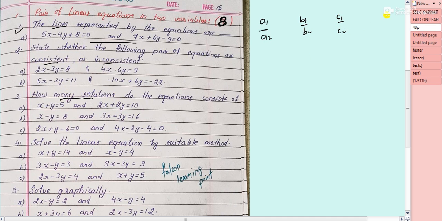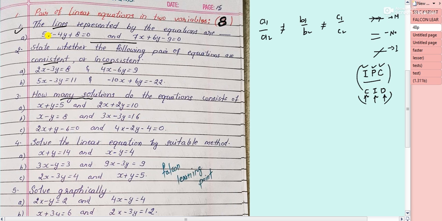If all of them are equal, it is a coincident line. If only the first two are equal, it is parallel, and if the first two are not equal, then it is intersecting. For intersecting you have one solution, for parallel no solution, and for coincident many solutions. You can remember this trick: IPC CID below that. Intersecting, parallel, coincident; consistent, inconsistent, dependent. For intersecting, the equation is consistent; for parallel, inconsistent; for coincident, it is dependent. So you can remember this trick as well.